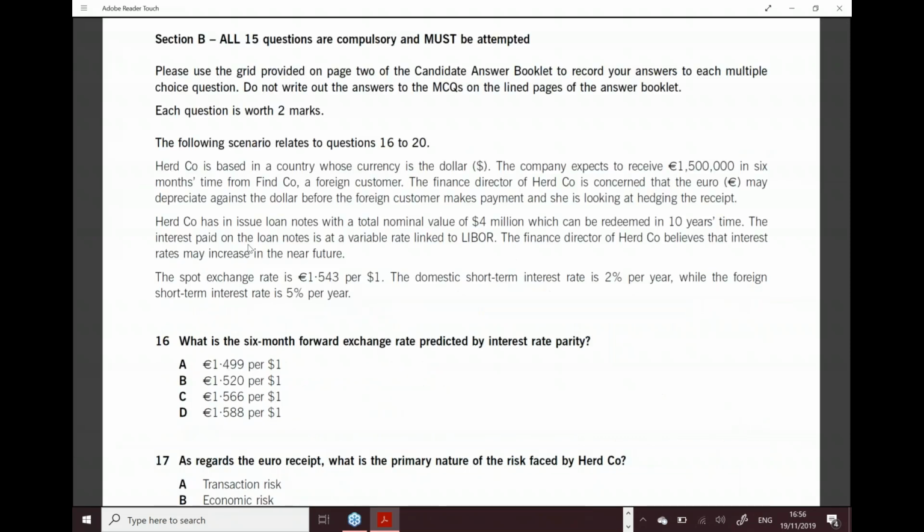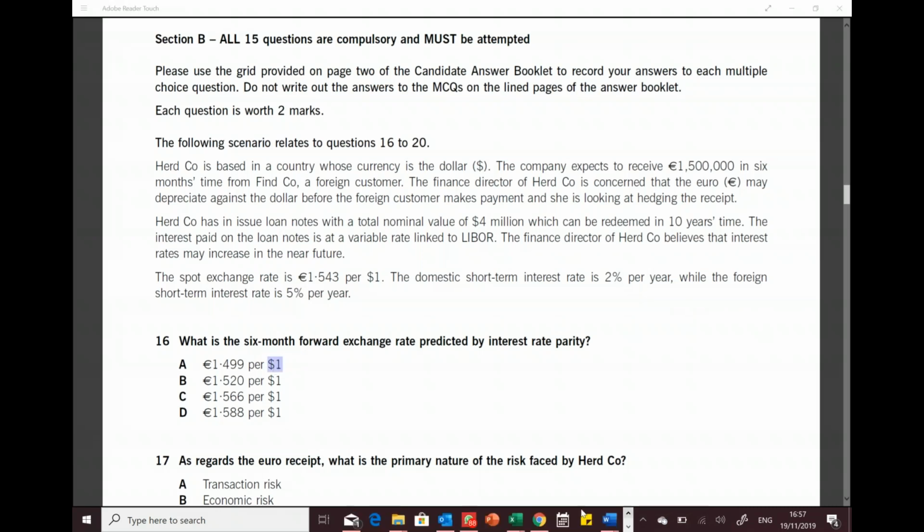So Herd company is based, so again a question on Forex, right? They've given you the spot exchange rates and so forth. Okay, what is the 6-month forward exchange rate predicted by interest rate parity? Now interest rate parity argues that, so to work out based on interest rate parity, show me what the 6-month forward rate is. Now the challenge here is, if it's so many euros per dollar, the dollar is the base currency, and in your equation always the currency which is the base should be the denominator.